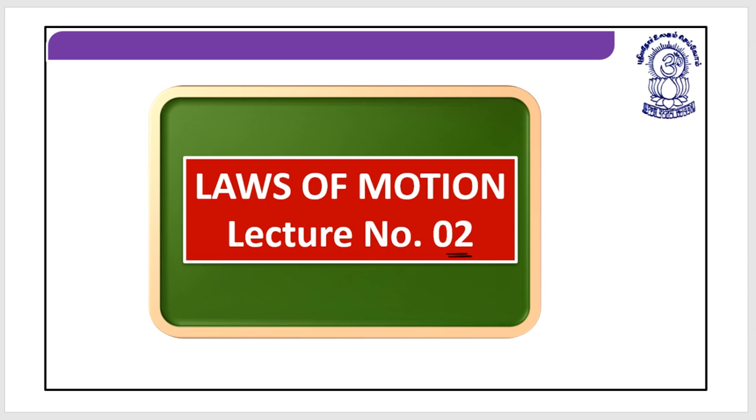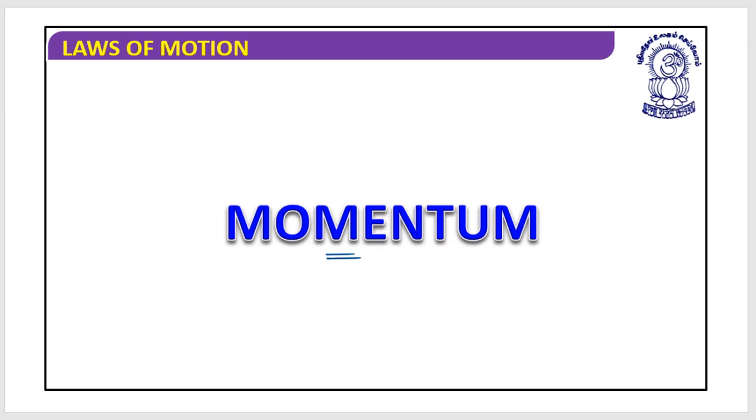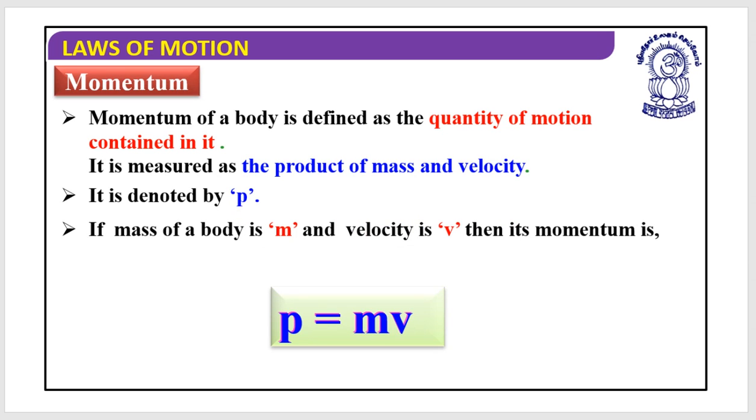In today's class we are going to begin with momentum, and from momentum we are going to switch to Newton's second law of motion. So let's first begin with momentum. What is momentum, or how can we define it? We can say that momentum is the quantity of motion contained by a body. It can be measured as the product of mass and velocity of a body, and that is represented by P.